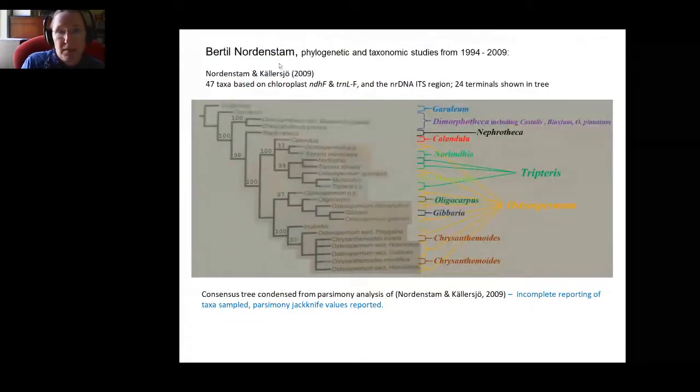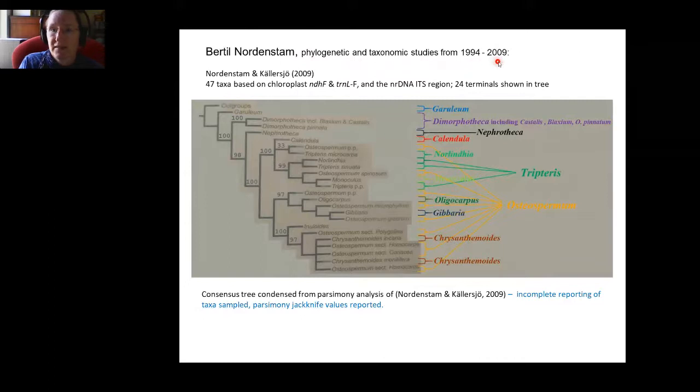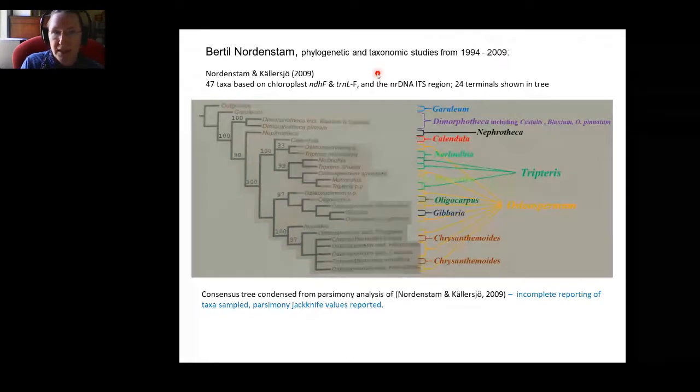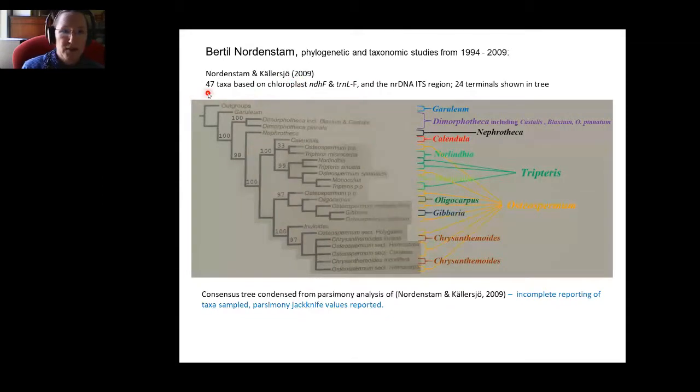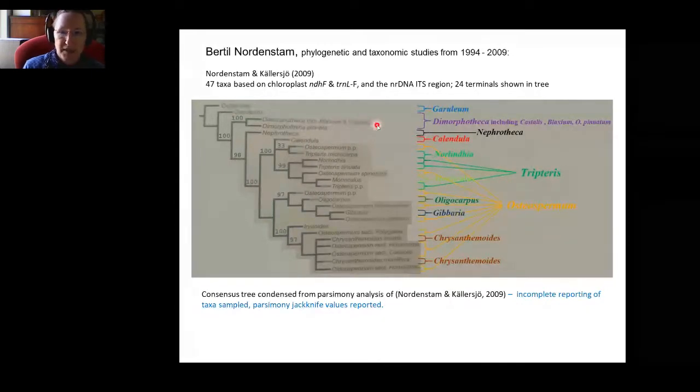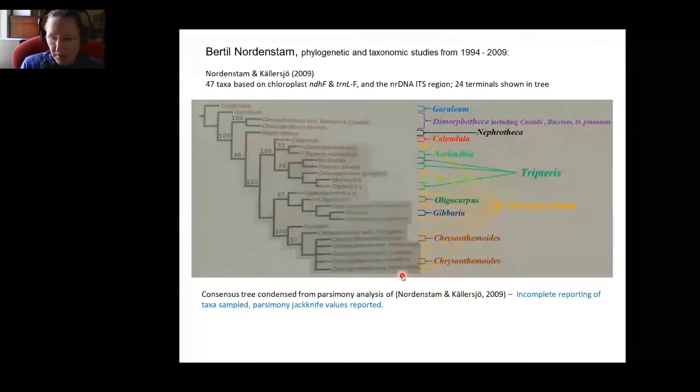Bertil Nordenstam then, also a Swede like Tycho Norlindh, contributed quite a few phylogenetic and taxonomic studies between 1994 and 2009. And he actually produced the first phylogenies of the tribe, which were morphological phylogenies. And then he and his colleagues added some DNA sequence data, culminating in this phylogeny that I'm showing here, which was published in the big Asteraceae book in 2009. It's reported to include 47 taxa, but only 24 terminals are shown because many of the terminals are representative, for example, Osteospermum pro parte or Dimorphotheca, including some things, which makes it difficult to interpret because there's incomplete reporting of which exact taxa were sampled.